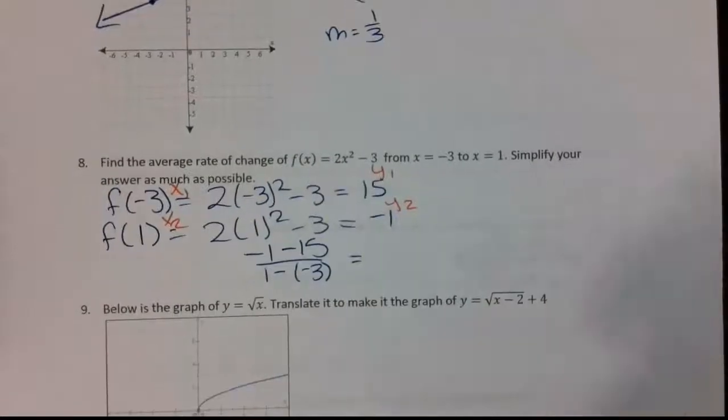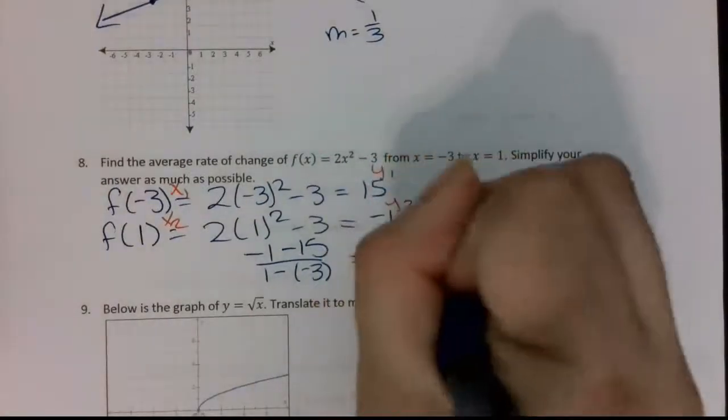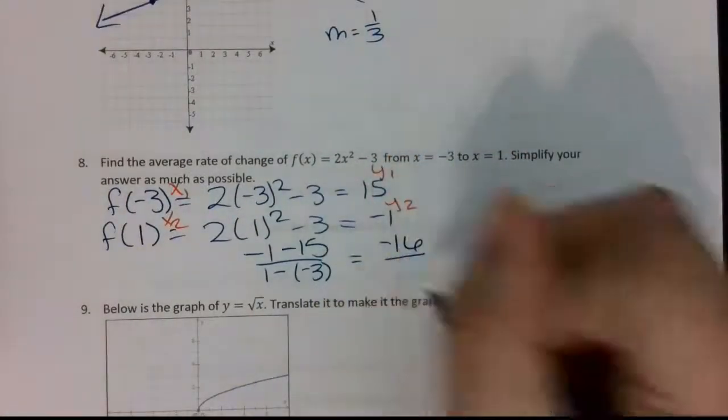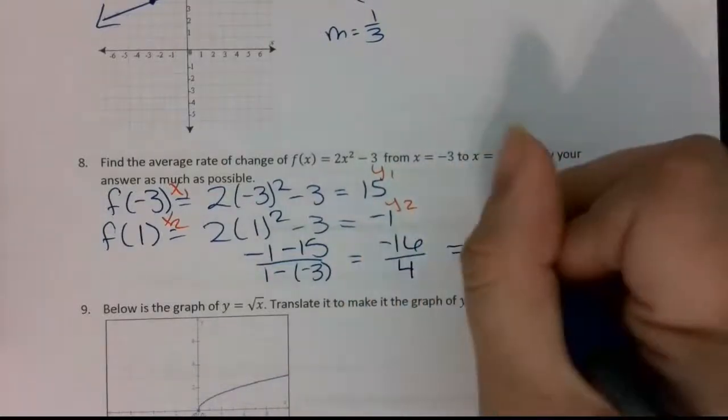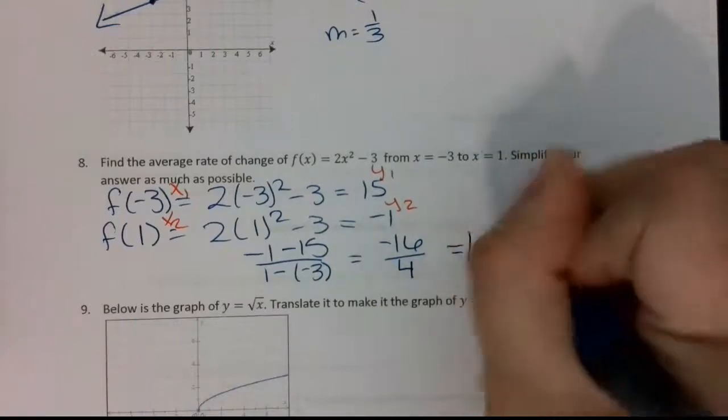1 minus 15 is negative 16. 1 minus negative 3 is the same thing as 1 plus 3. So that gives me 4. Negative 16 divided by 4 gives me negative 4.